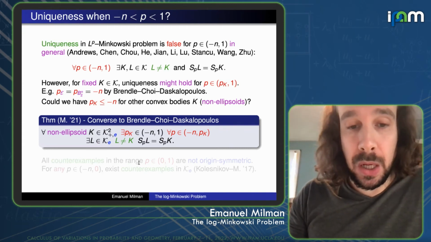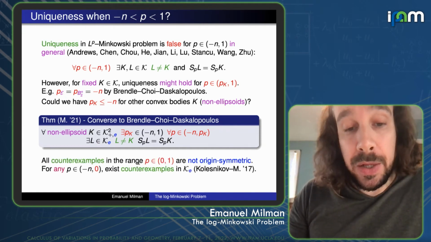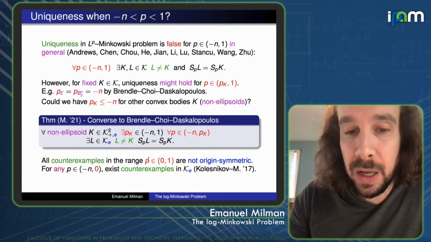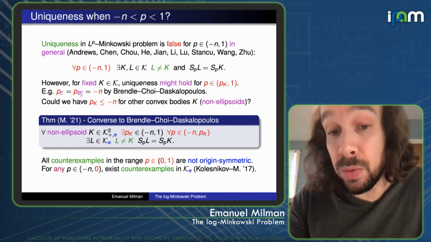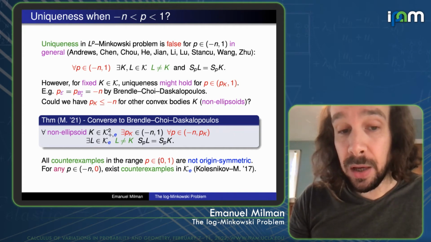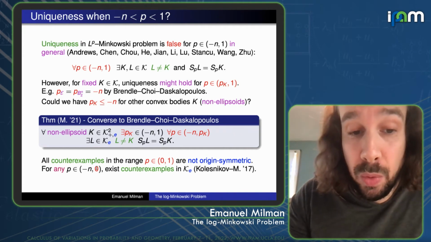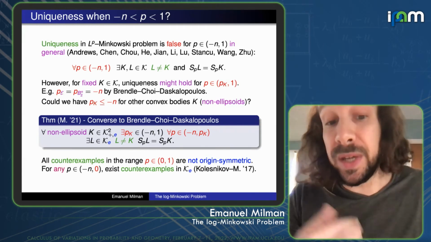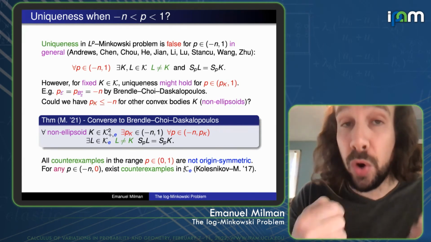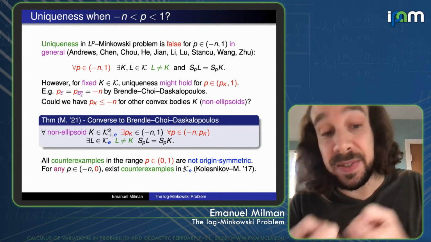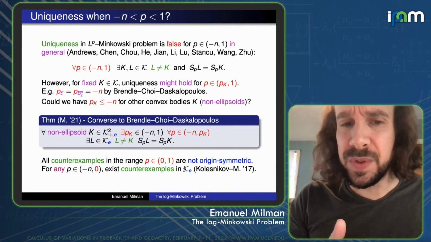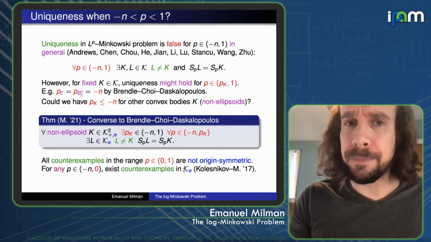So that's one thing you can do. Another thing is an observation that all of the counterexamples below 1 but above 0 that people have constructed were never origin symmetric. Okay. However, as soon as you cross 0, as soon as p is below 0, you can construct counterexamples. You can find two different origin-symmetric convex bodies having the same LP surface area measure. So something happens at p equals 0 with origin symmetry, right?